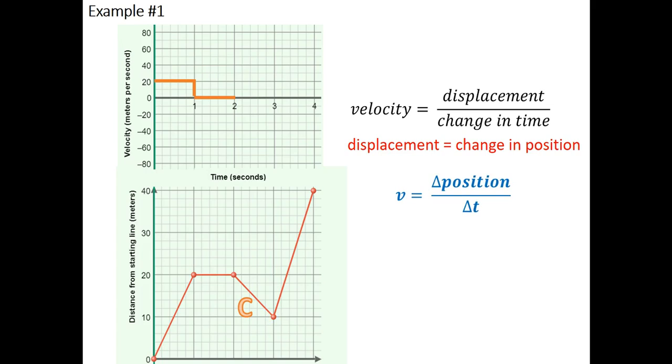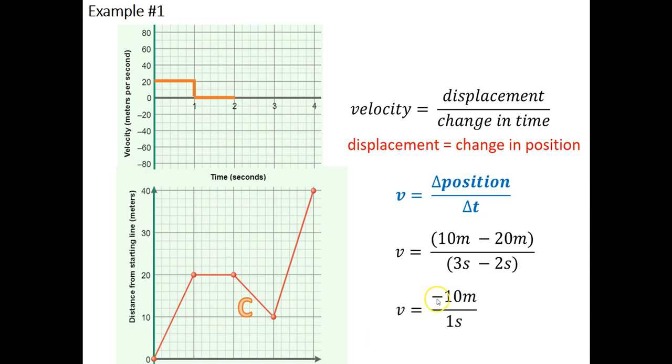Again, remember it's a change in position divided by change in time. So our ending position for line segment C is at 10 meters, but we started at 20 meters. Well, we're going to subtract them in that order. Where did we end, 10 meters, minus where did we start, 20 meters, and then divided by our change in time, 3 seconds minus 2 seconds. That gives us negative 10 meters divided by 1 second, or negative 10 meters per second for our velocity.